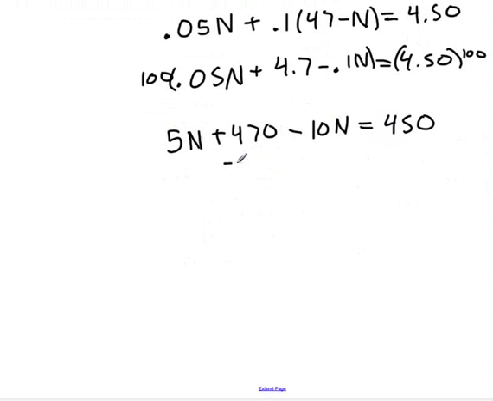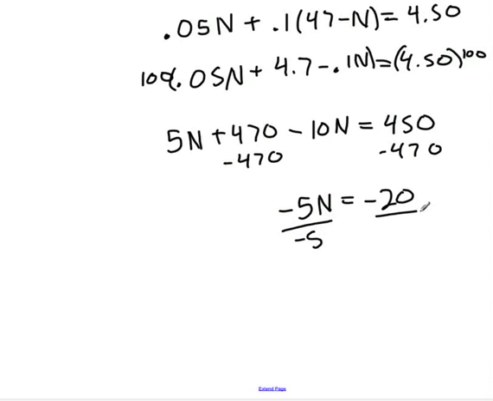So I'm going to subtract 470 from both sides, and I'm going to combine like terms, so you end up getting negative 5n equals negative 20, because it's pretty easy. You subtract the 2 and then you take the sign of the bigger number. Divide by negative 5. Divide by negative 5. So n equals 4.